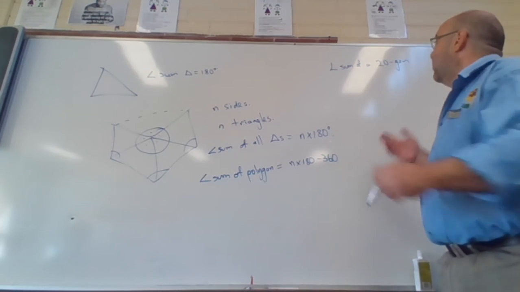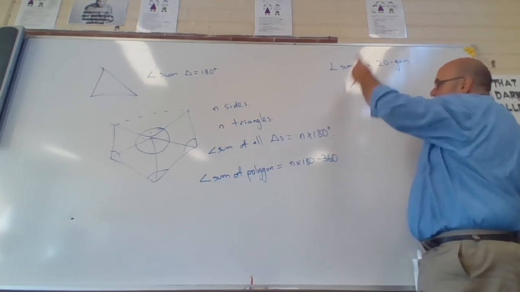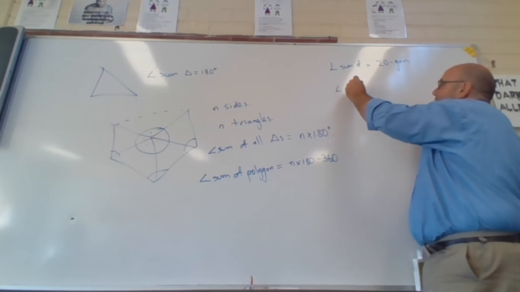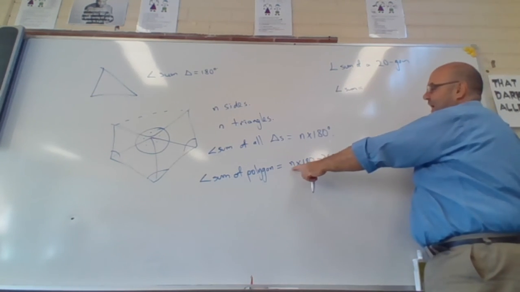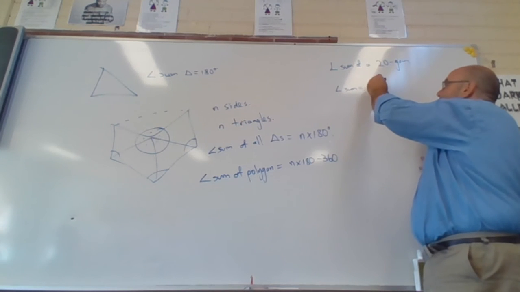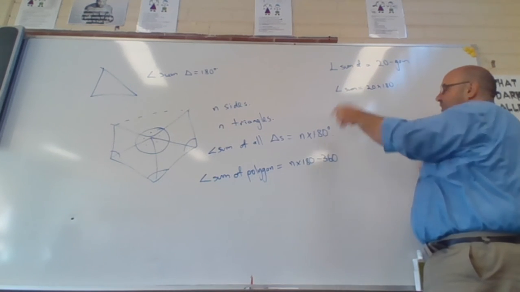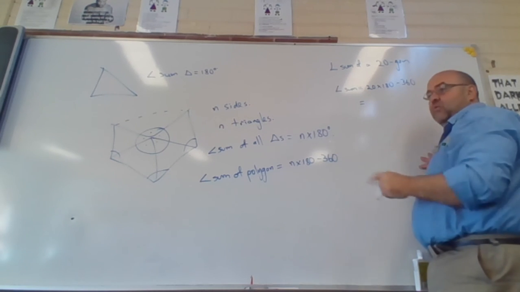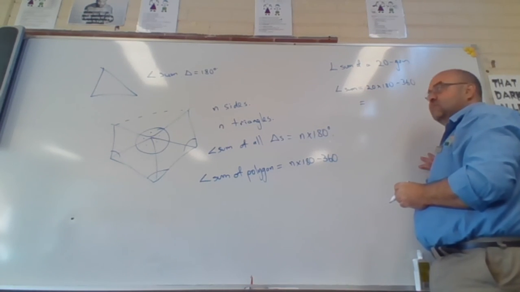Okay. Right. So if I've got the angle sum of a 20gon, well, according to this, the angle sum will equal n, which is 20, times 180 minus 360. Are you brave enough to have a go at that for me?